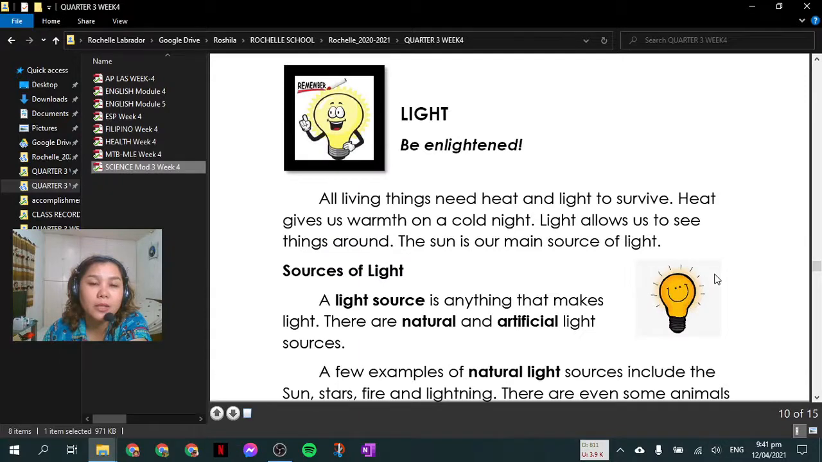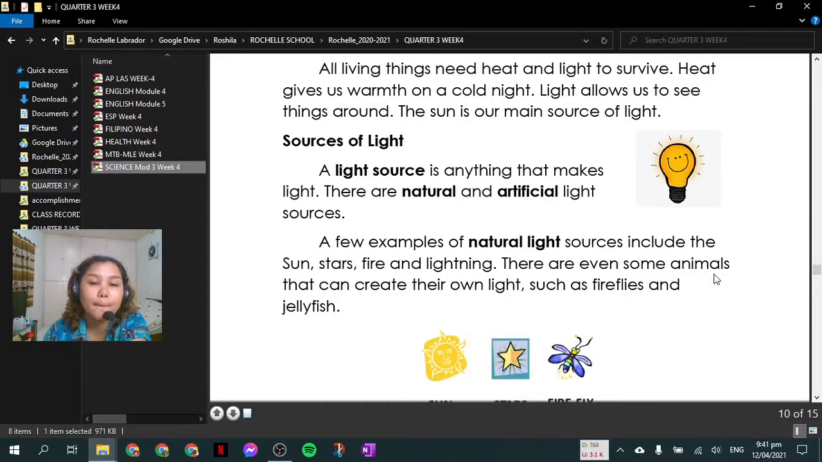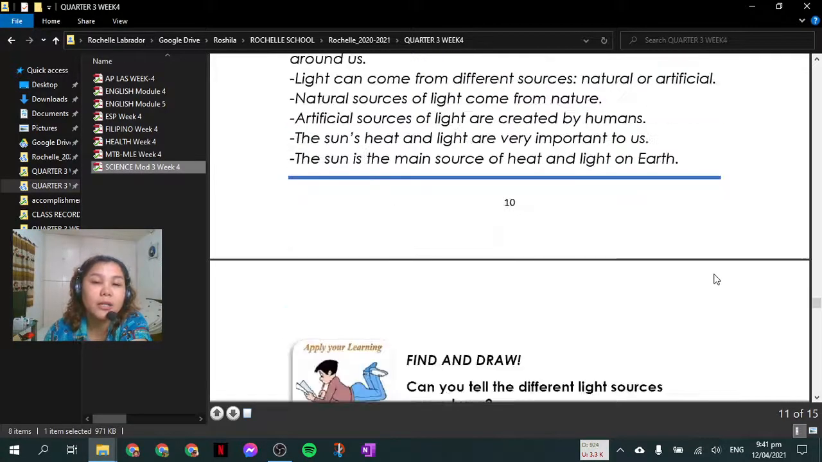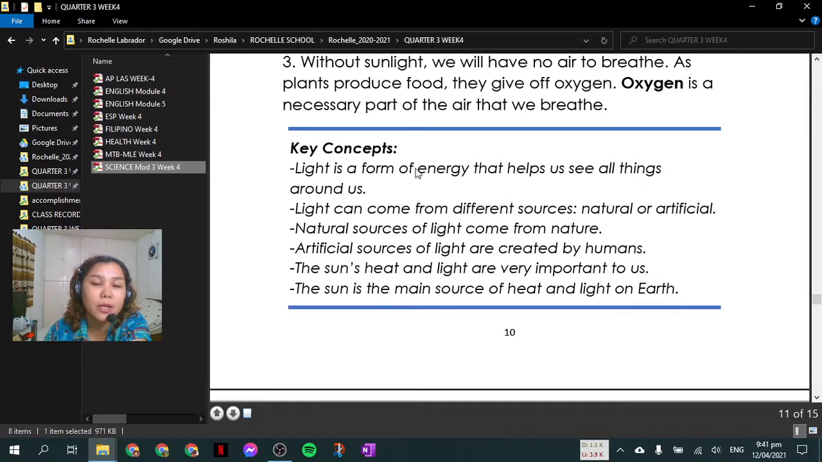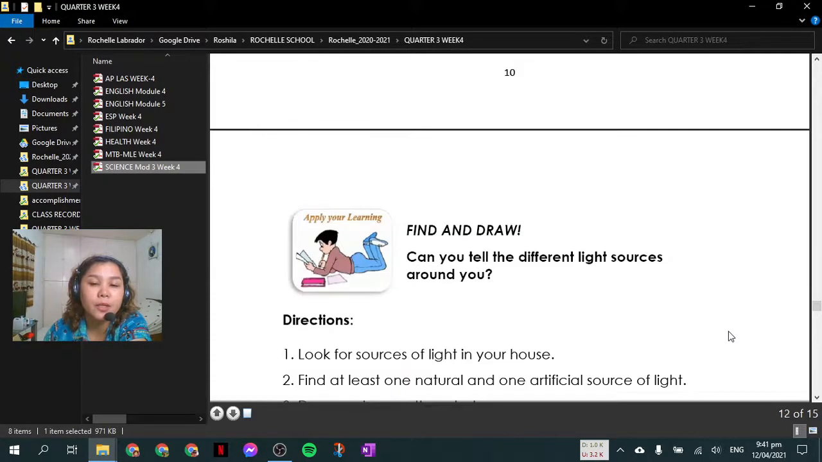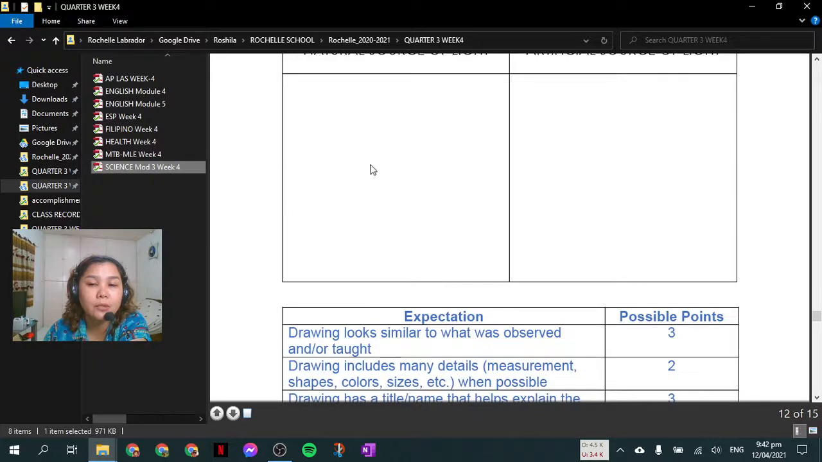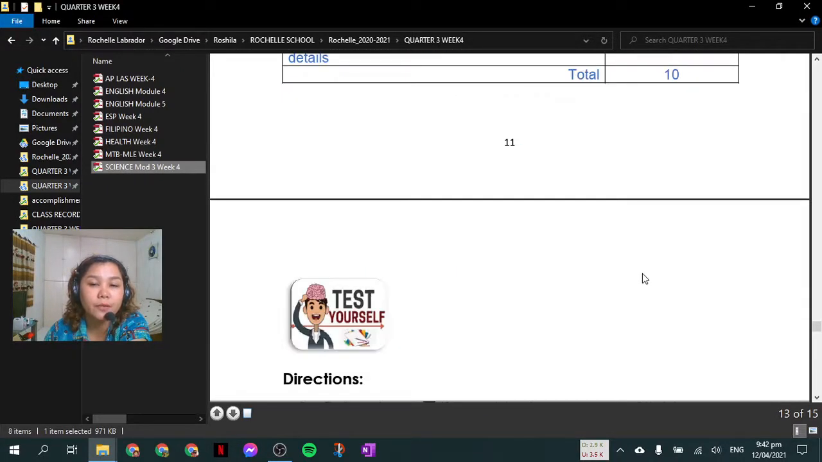And then, on the next page, this is the discussion about light, about the sources of light, and then the uses of light, and then key concepts, the summary of the whole discussion, parang important points pala. And then apply your learning. Look for sources of light in your house. Find at least one natural and one artificial source of light. Draw and name them below. So tag-isa. One for natural and one for artificial.